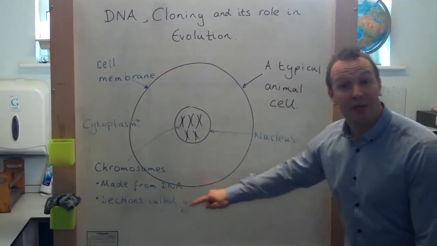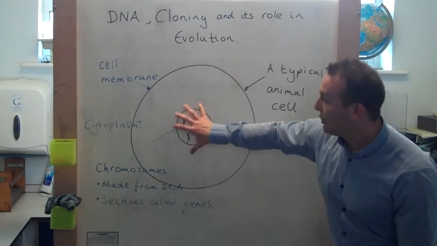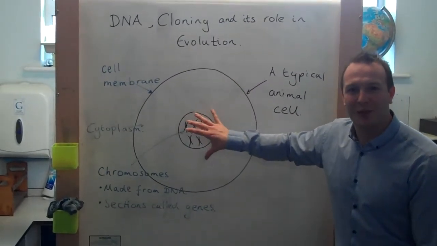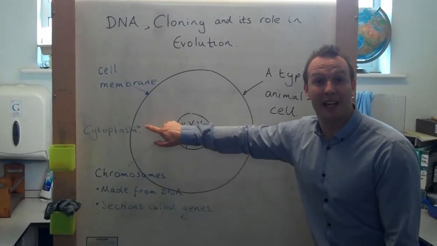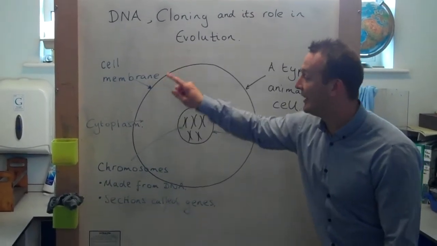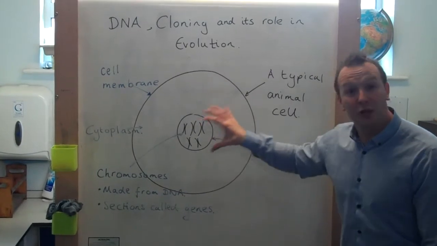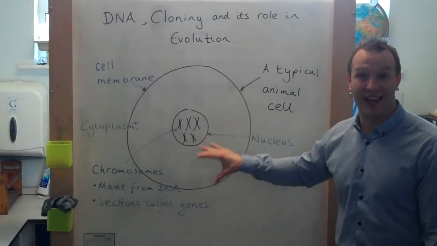You've got the cell membrane around the outside of the cell. You've got the nucleus in the middle, which I'll come back to in a minute, that's the most important bit. And then you've got the cytoplasm where all the chemical reactions happen. Okay, so cell membrane, cytoplasm, nucleus. Now the nucleus is the most important bit of a cell.